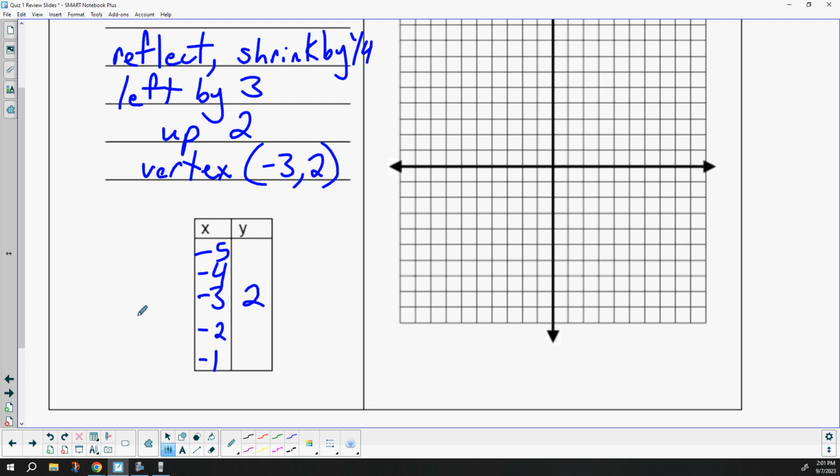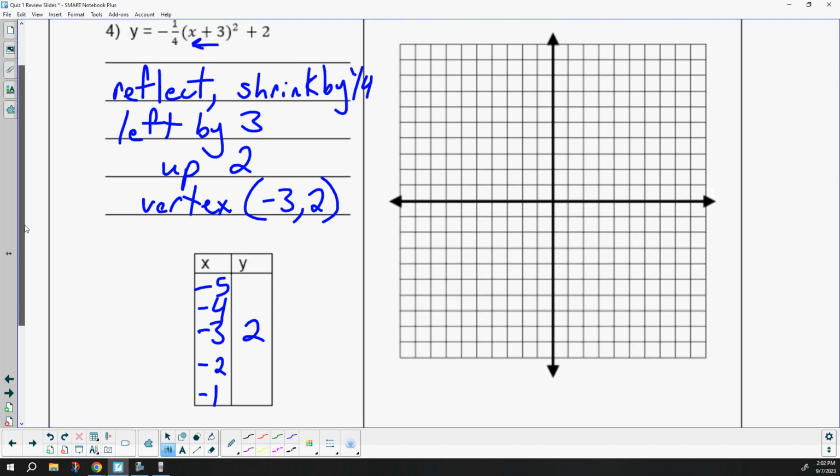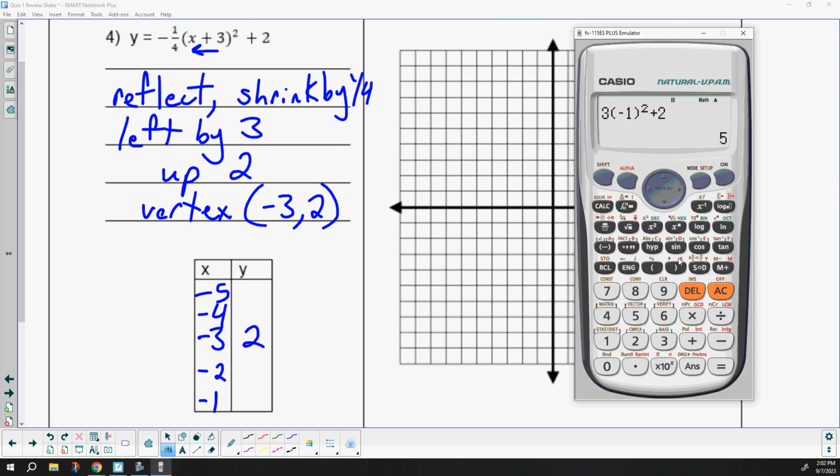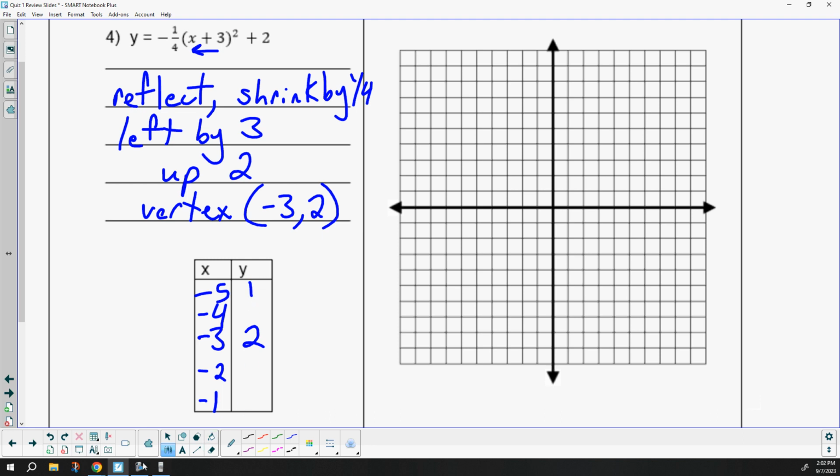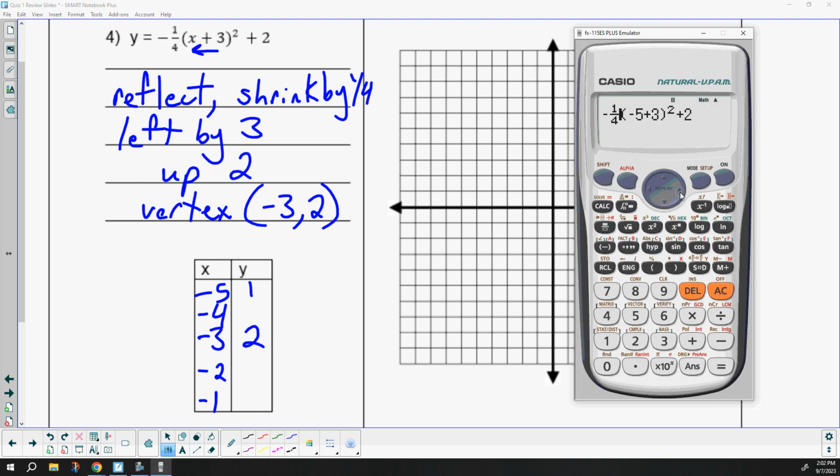So for kicks and grins, I'm just going to simply grab my calculator and plug it in just like I see it. In this case, I'm going to use a negative 5 for my x. It's 3 squared. Oh, whoa, whoa, whoa. Plus 3. There we go. Squared. Plus 2. Since I'm using my Casio, I can change that 5 easily to a 4. If we get a decimal, 1.75.